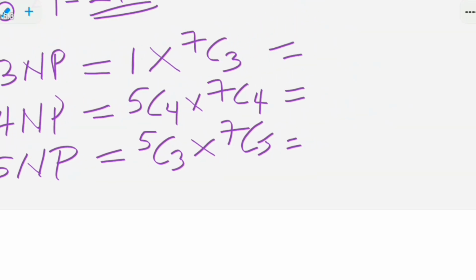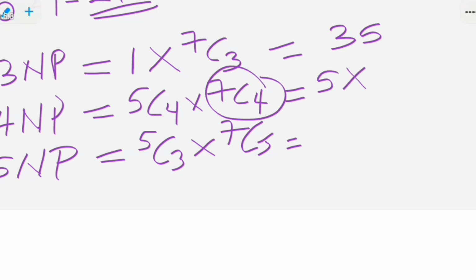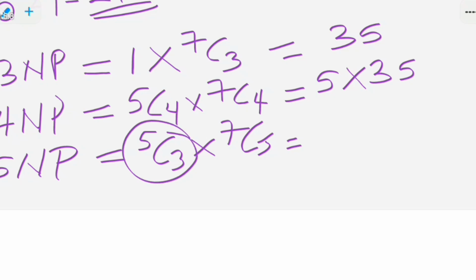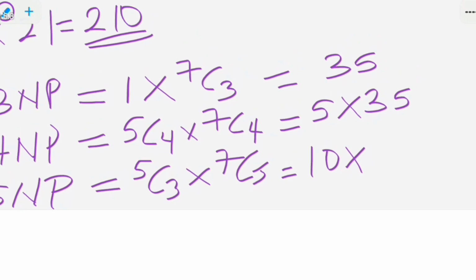So 7C3 is 35. So 35 times 1 will give me 35. 5C4 is the same thing as 5, and 7C4 is 35. 5C3 gives me 10. Then 7C5 gives me 21.